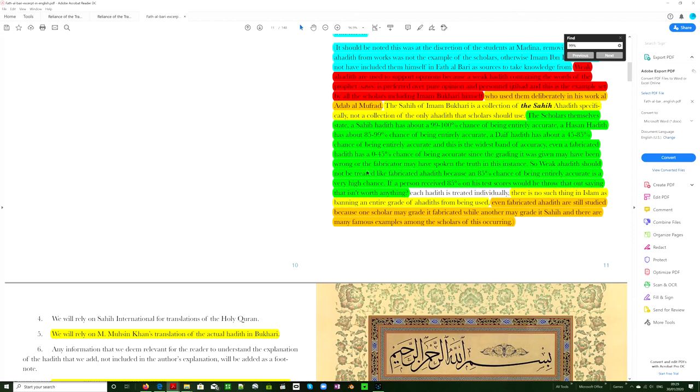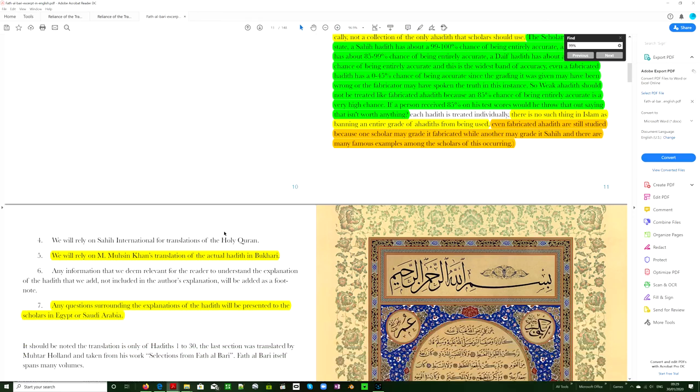So weak hadith should not be treated like fabricated hadith, because an 85% chance of being entirely accurate is a very high chance. If a person received 85% on his test scores, would he throw that out, saying that isn't worth anything? Each hadith is treated individually. There is no such thing in Islam as banning an entire grade of ahadith from being used. Even fabricated hadith are still studied, because one scholar may grade it fabricated, while another may grade it sahih. And there are many famous examples among the scholars of this occurring.